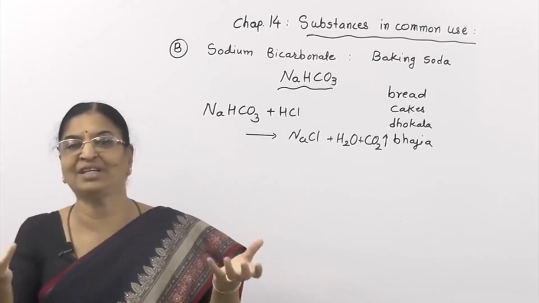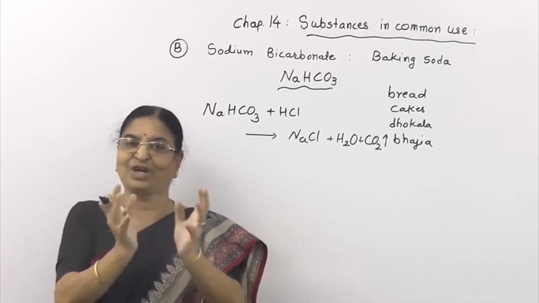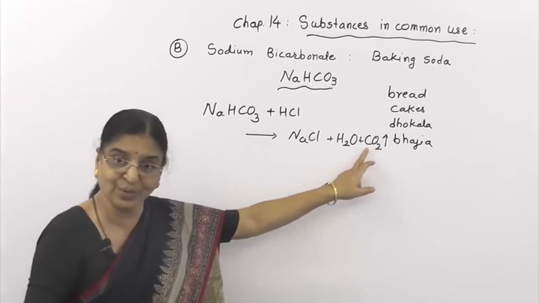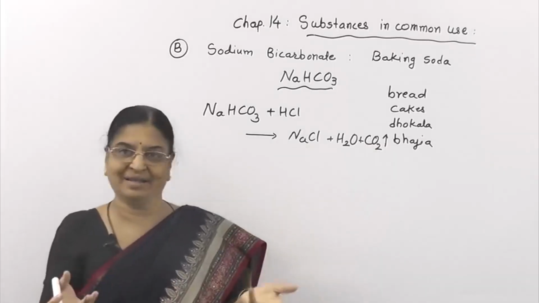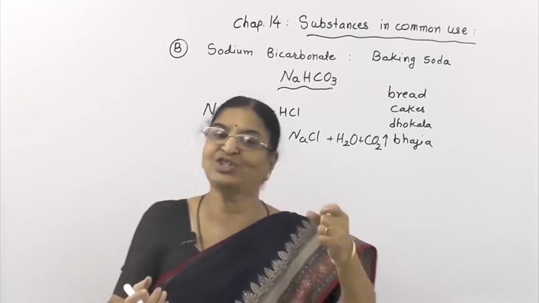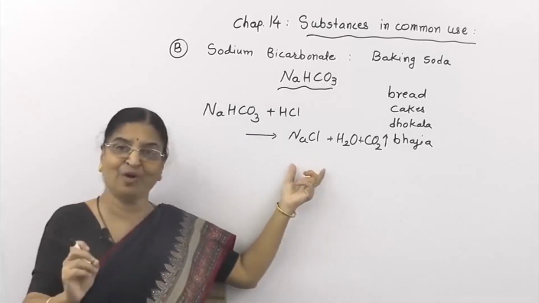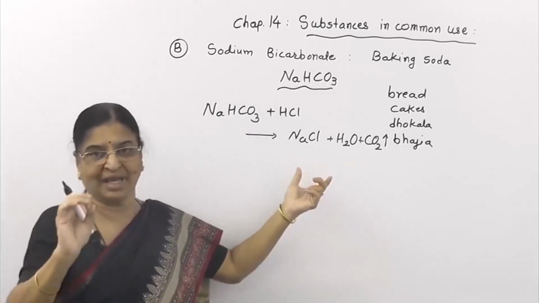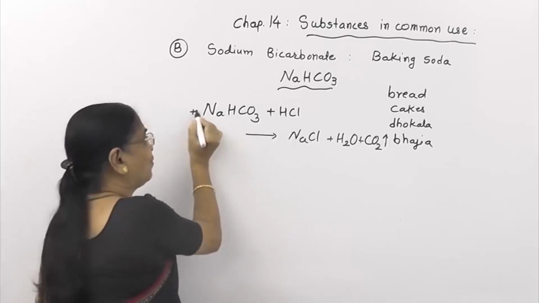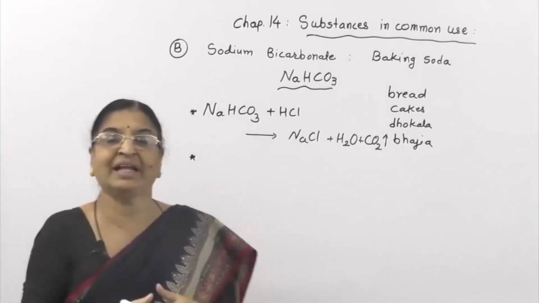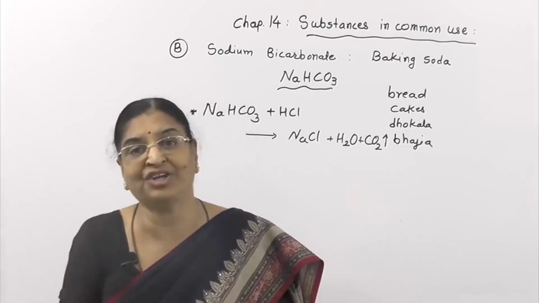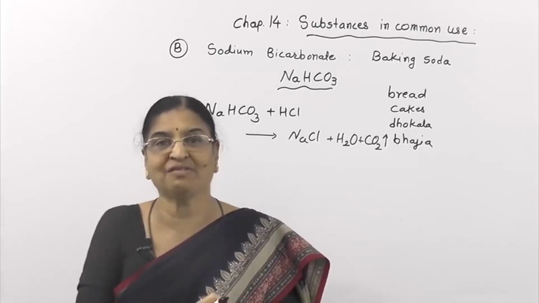That CO2 rushes out from the substance and so it gets fluffy. So, due to this CO2, and due to this NaCl there is a taste also, and so it is a very important substance in our life. Then of course, it is used in the second way, I will say that it is used in a fire extinguisher. Why is a fire extinguisher used?